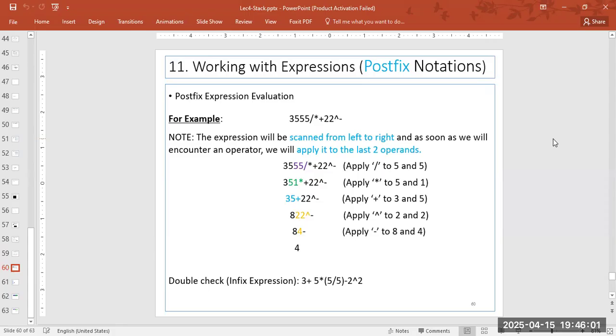Okay, push 3, stack 3. Push 5, stack 3 5. Push 5, stack 3 5 5. Operator. Pop 5, pop 5. Calc 5 5, next 5. Push 1, stack 3 5 1.